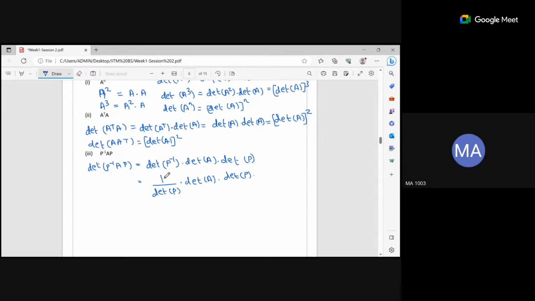Here one thing you note: whenever you are writing 1 by some number, that number should be non-zero. You will soon see that if a matrix inverse exists, then the determinant is non-zero. This property you will study soon, so for now we will assume it, so that you know the denominator is non-zero. And now since it is a non-zero number, you can strike it out.